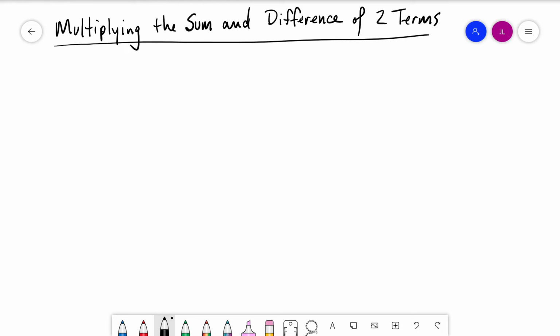Okay, continuing on with polynomials here today. We're looking at multiplying the sum and difference of two terms here. And when we're talking about this, the product of the sum and difference of two terms is the square of the first term minus the square of the second term. What do I mean by that?